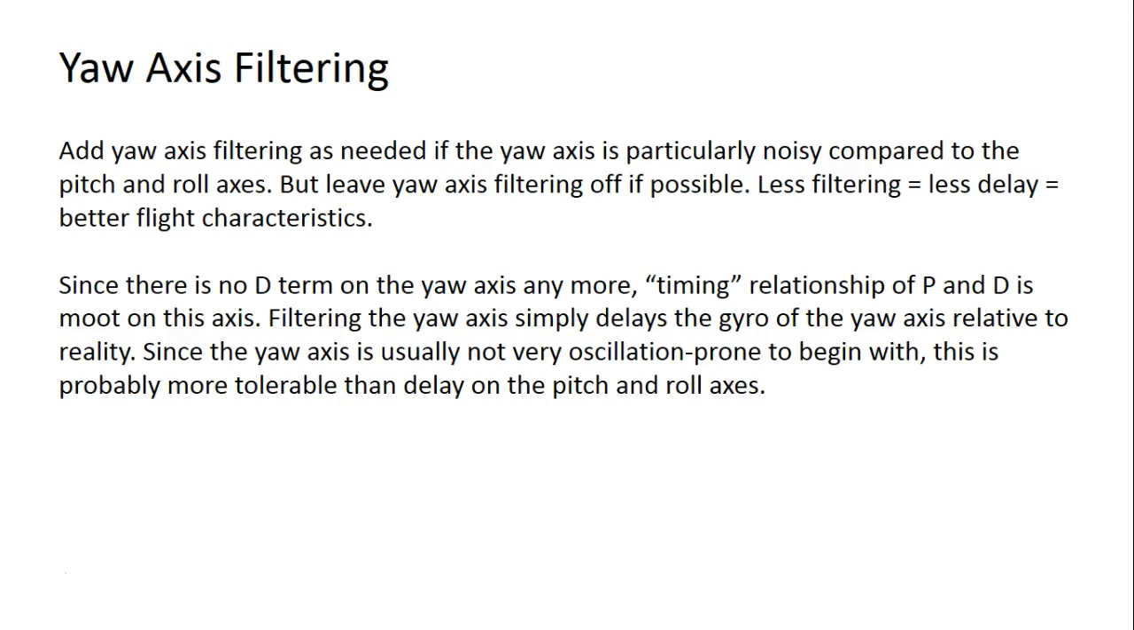So filtering on the yaw axis delays the gyro data of the yaw axis relative to reality. But since the yaw axis is usually not very oscillation prone to begin with, it's probably more tolerable than on the pitch and roll axes. The yaw axis is usually not super responsive, so we can probably tolerate a little bit more delay on the yaw axis than on the pitch and roll axes, and that means that it's probably safe to add some filtering on the yaw axis if you need to. It probably will not affect your overall flight characteristics as much as excess filtering on the pitch and roll axes.